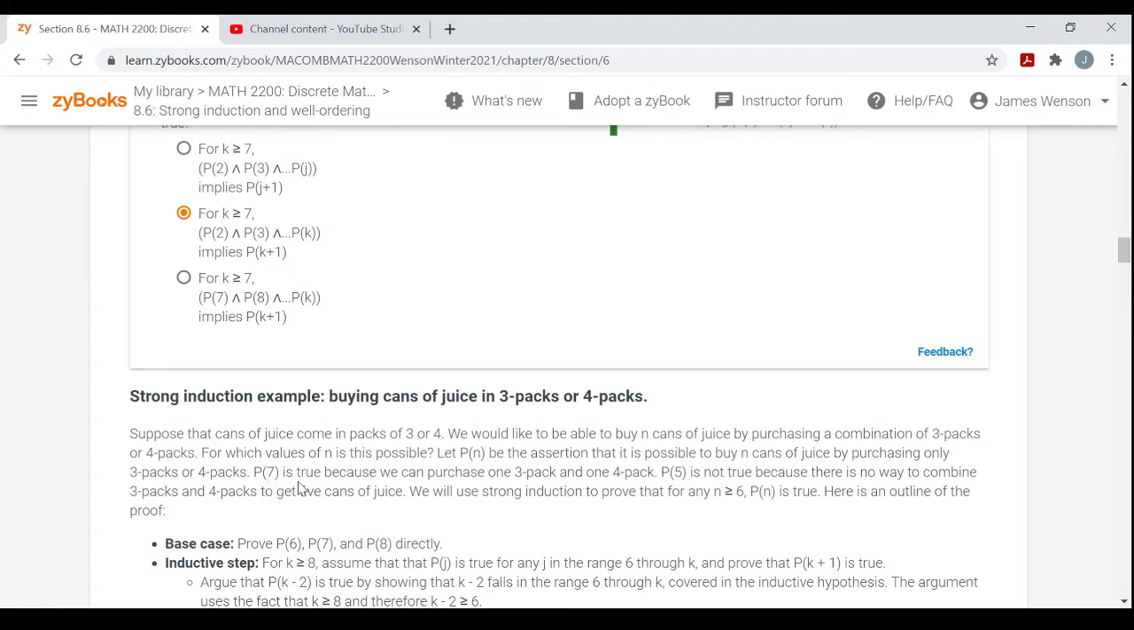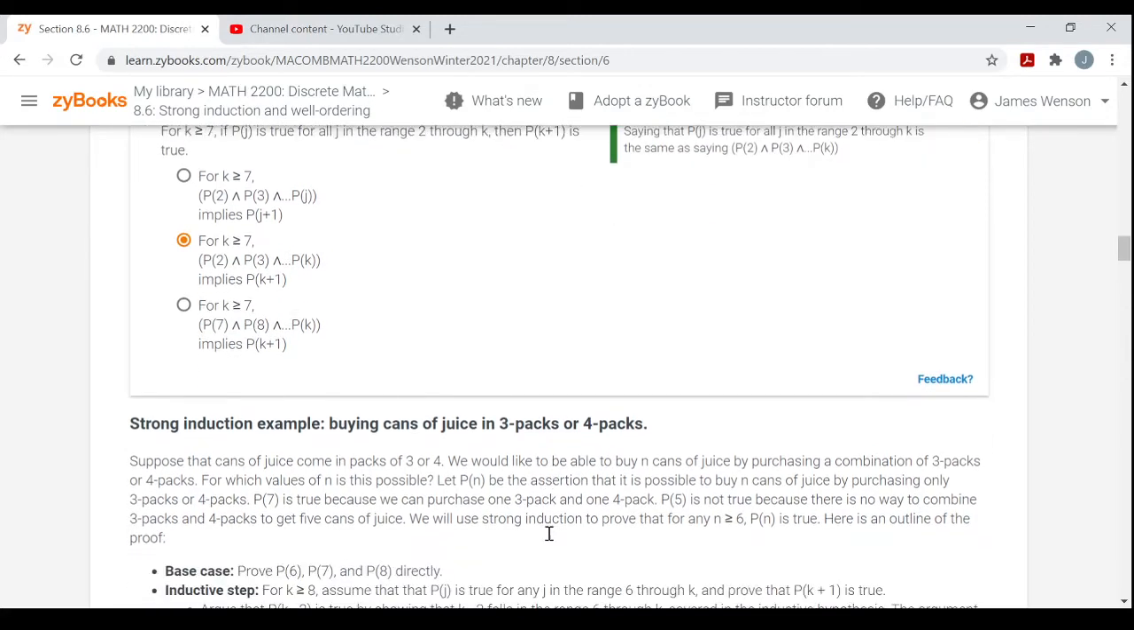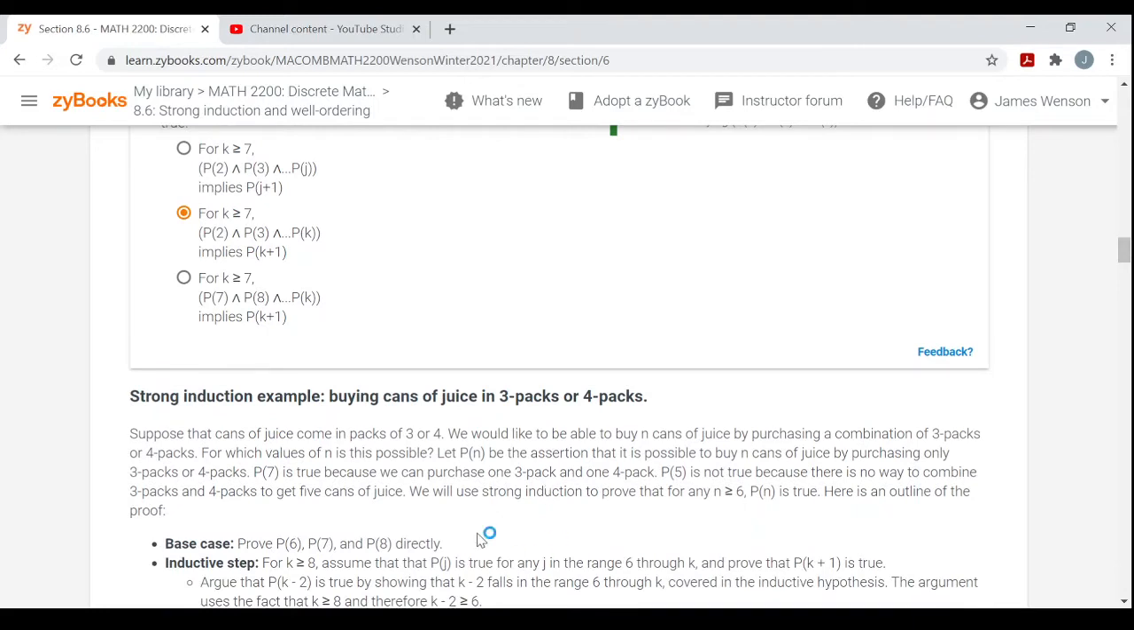P of 7 is true because you can buy a 3-pack and a 4-pack, right? You get seven cans. P of 5 is false, right? If you have just 3-packs and 4-packs, you can't get 5 cans. There's no way. So we will use strong induction to prove that for any n greater than or equal to 6, P of n is true. Alright, in fact, I'm going to go through this and we'll prove this on paper on our own and come back to this.